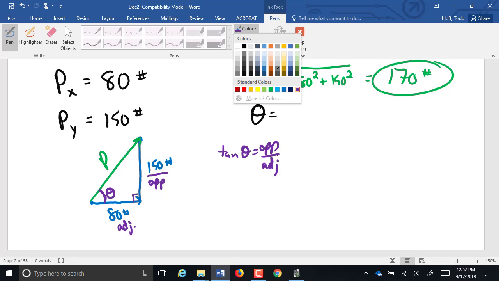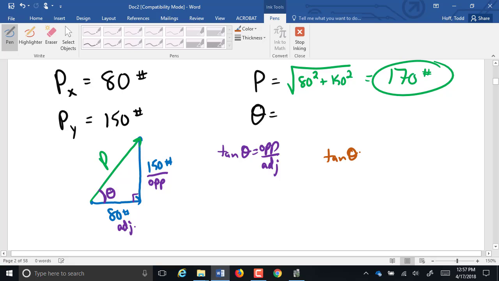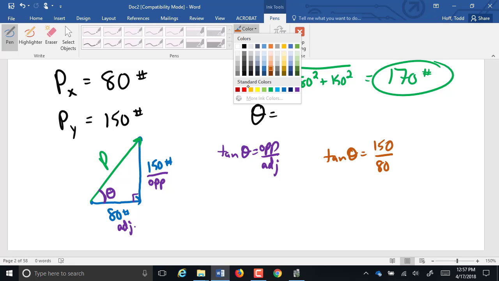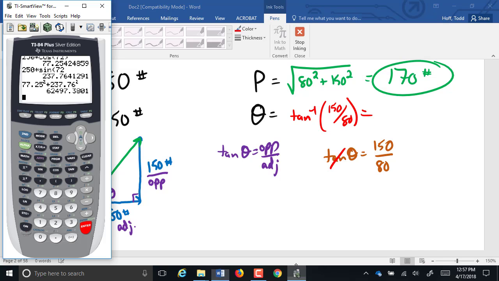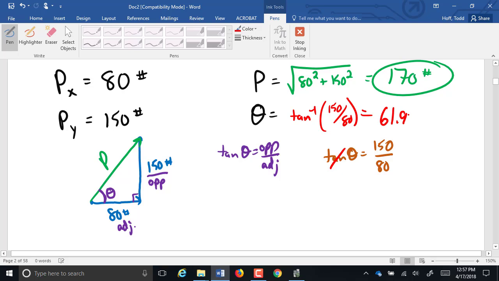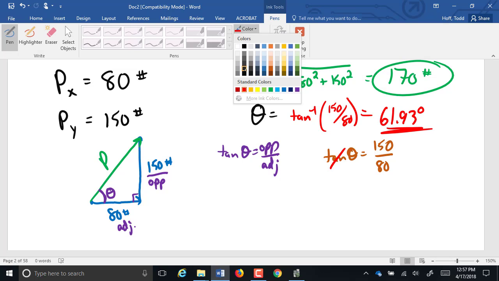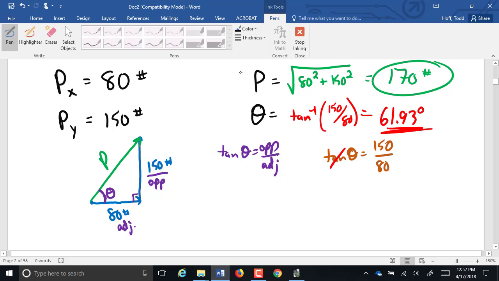Well, we put in what we know. Tangent theta, the opposite side is 150. The adjacent side is 80. So how do we find the angle from that? Inverse tangent, right? Inverse tangent cancels out the tangent. Inverse tangent of 150 over 80 is 61.93 degrees. So that is 170 pounds at 61.93 degrees.